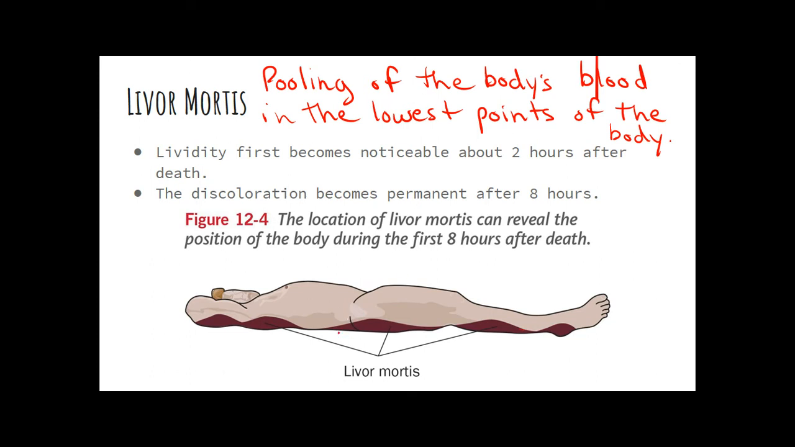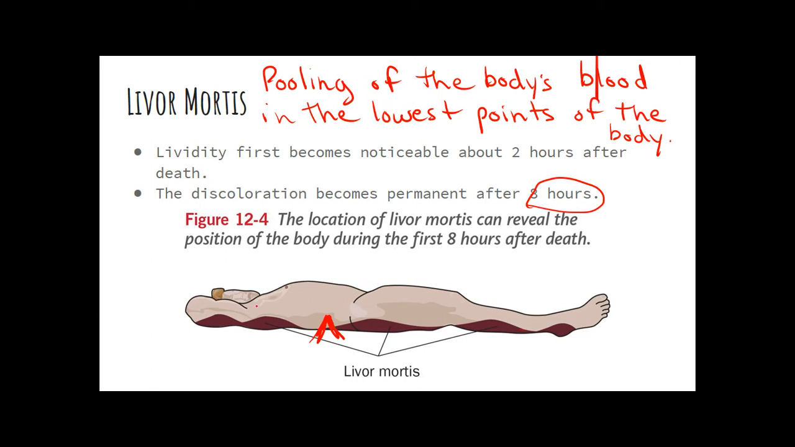If there was something under the body, like some sort of object here that was raising this part, the blood would not be pooled there. And it would be able to show you if the body was laying on top of something. This also helps investigators know if the body has been moved after death, because if it lays here for at least 2 hours, you're going to start seeing that pooling. And then after 8 hours, the pooling is permanent, which means no matter where you move that body after the first 8 hours, that coloration is going to stay there.